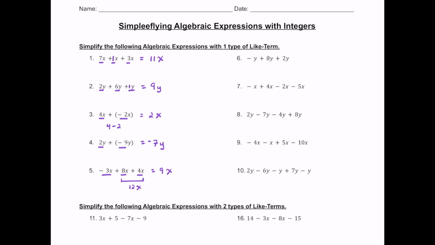For number 6, we do have a negative 1 as a coefficient, so don't forget that. We have a positive 8 and a positive 2. I'm going to add the positive ones together again. 8 plus 2, that would be 10y. And then take away the 1y in the front because it's minus, and that's going to be positive 9y.